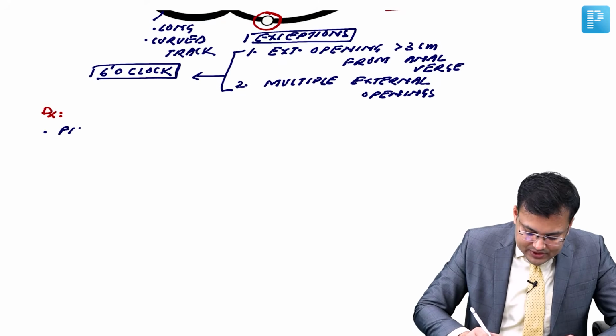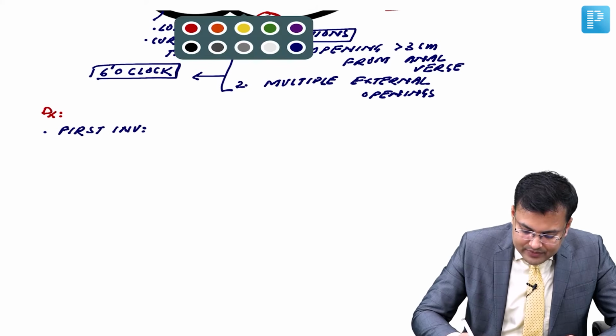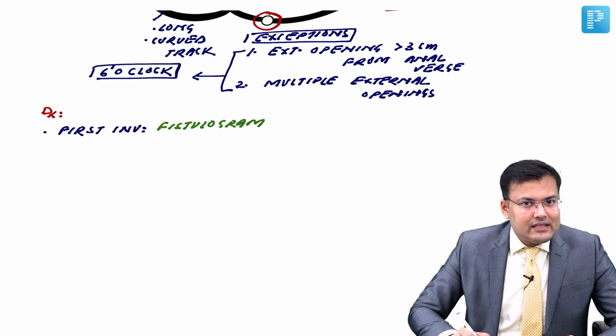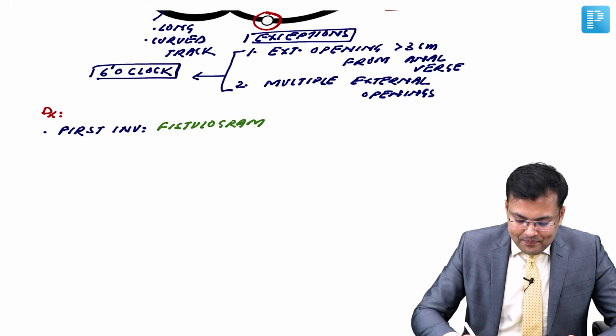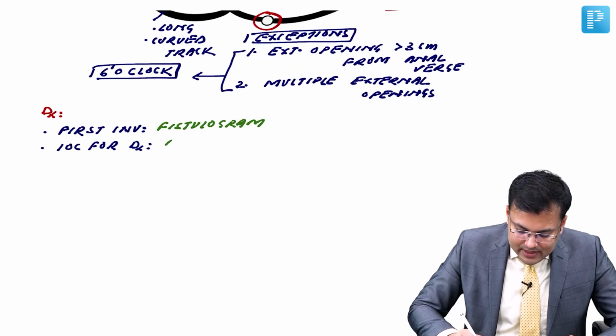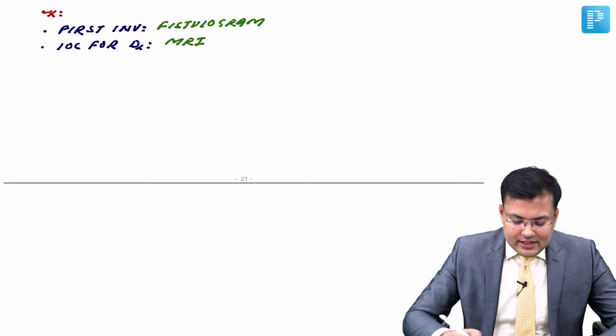First investigation done in Fistula-in-Ano is fistulogram. Inject the dye, take X-ray, fistulogram. And what is the investigation of choice for diagnosis? Here it's the MRI. Now see how we are going to manage these patients.